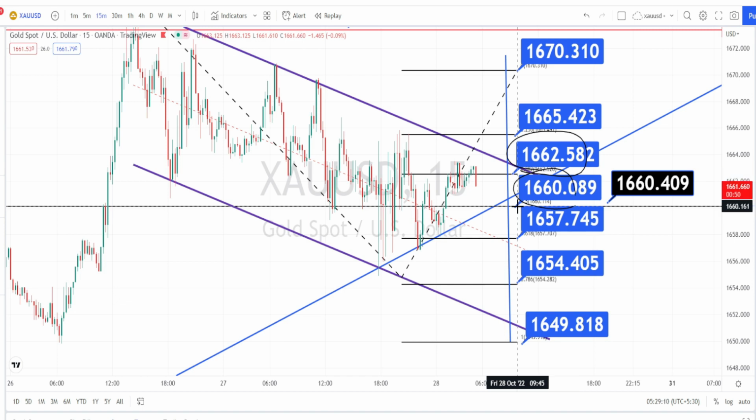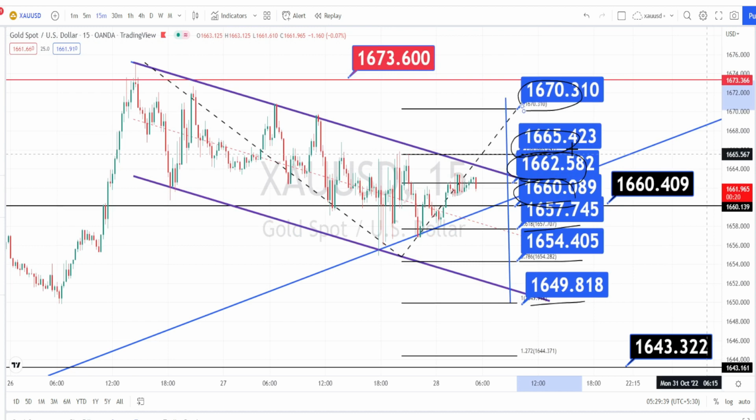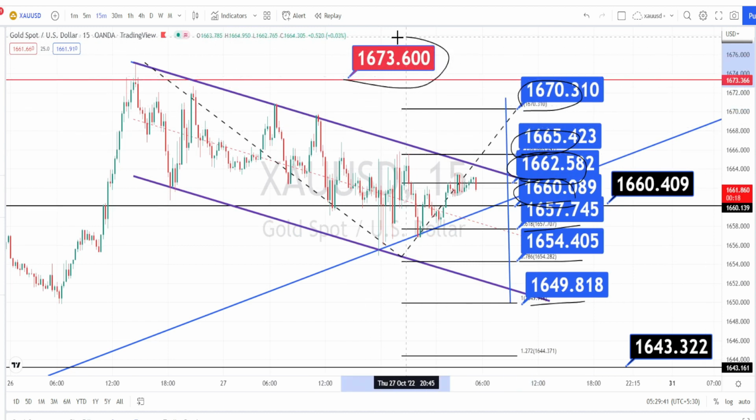If the price action breaks this support level of 1660, the next levels of support are going to be around 1657, 1654 and 1650. And if the price action breaks the resistance level of 1662 on the bullish side, the next levels of resistance are going to be around 1665 and 1670. The next level of resistance from the higher time frame is going to be around 1673.